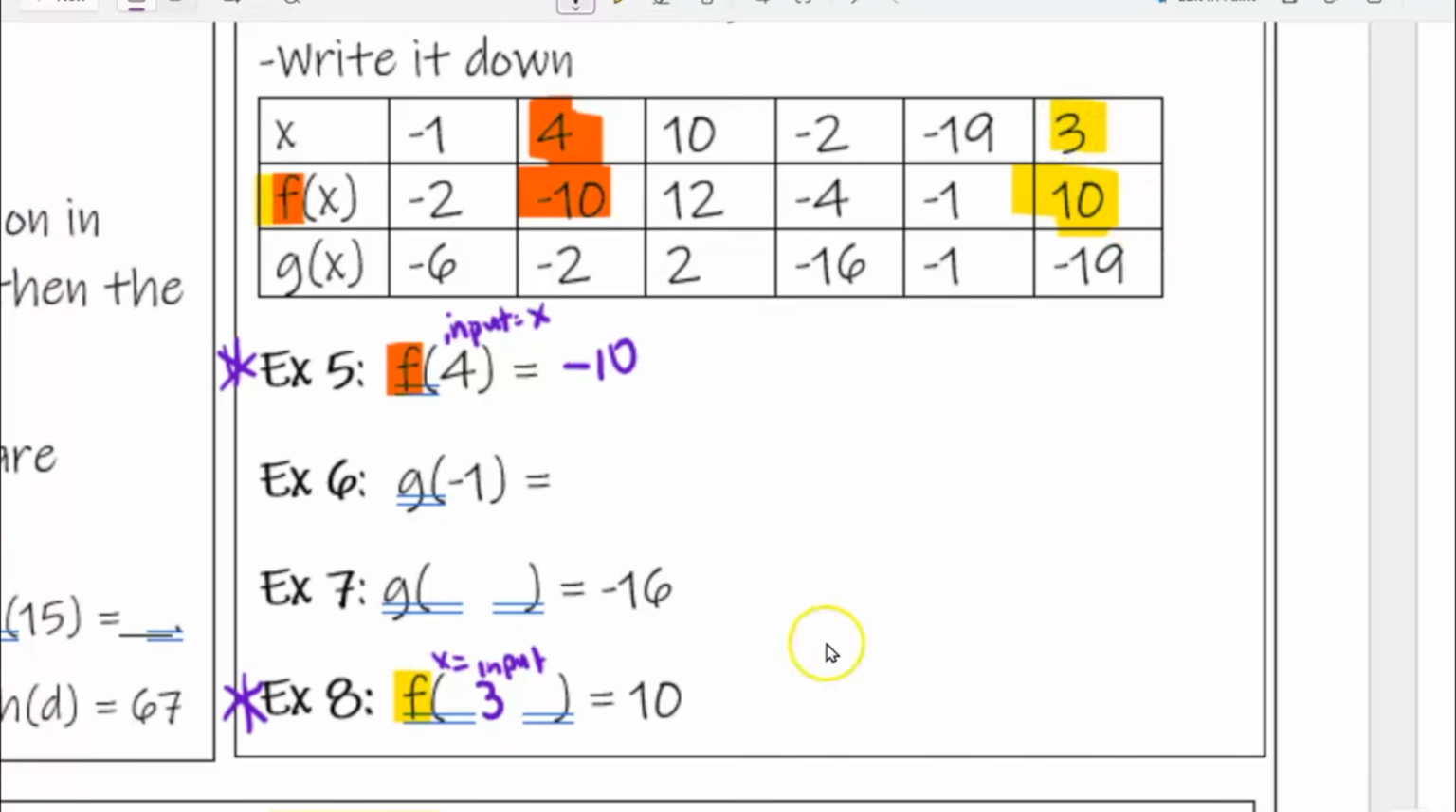And with this one, where you're going backwards, just read it again. When x is 3, is y 10? When x is 3, is my f 10? Yes, it is. So you should have these two done. Let's practice.